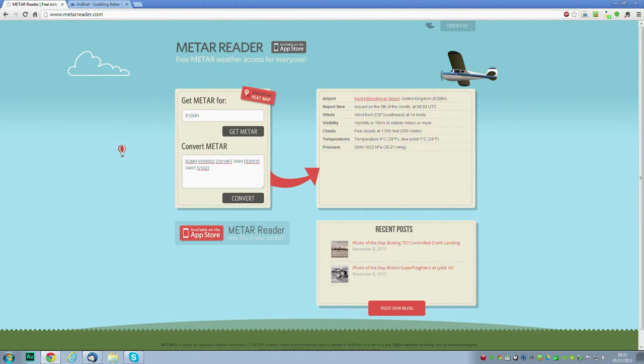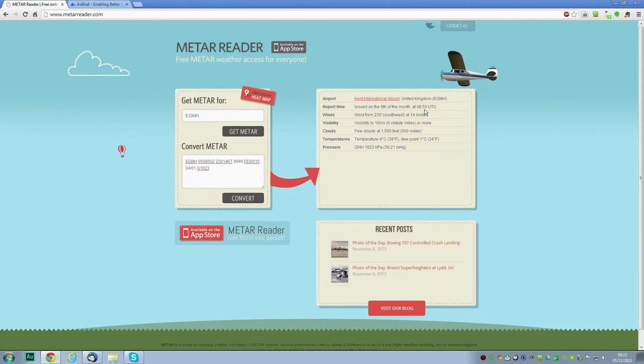So there are two types of weather forecasts. Well, there are two types of weather information. One is what's actually happening at the moment, and the other one is a forecast of what's likely to happen. The one about the actual is called the METAR, a meteorological actual report. Here on the screen, I've got the METAR for my local large airfield, Manston, which is listed here as Kent International Airport, but we all know it as Manston.